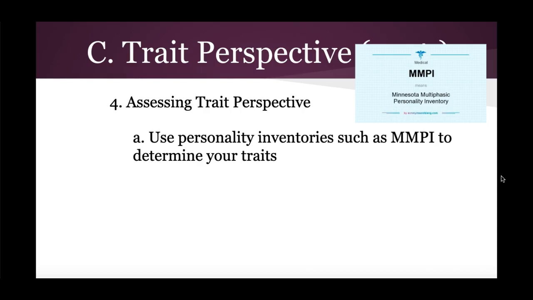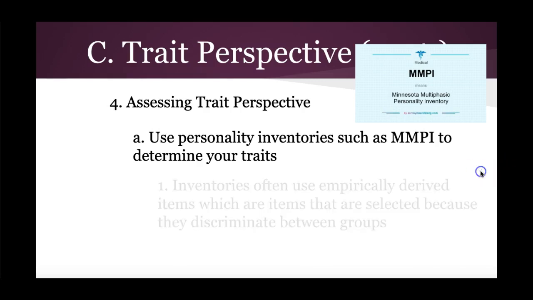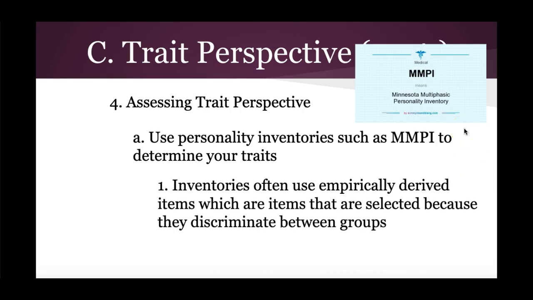And so that one's kind of interesting because they have a lot of questions in there, some of them that are kind of weird. The reason that they're weird is because they are trying to use what we call empirically derived questions. So the idea of the empirically derived question is these are going to be items that are selected to be included because they discriminate between the two groups.